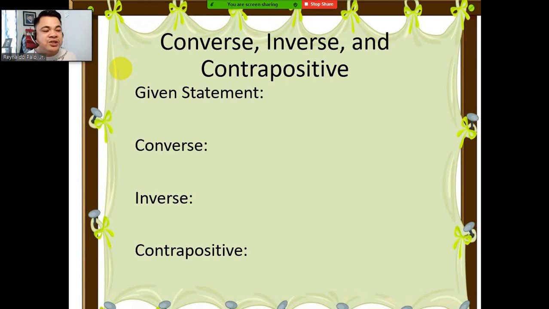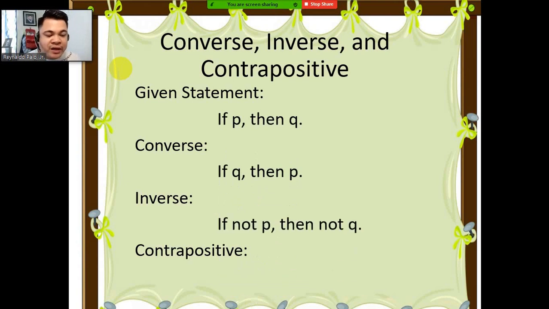Alright, converse, inverse, and contrapositive. This will serve as your guide. If P, then Q for conditional. Converse: if Q, then P. Inverse: if not P, then not Q. Contrapositive: if not Q, then not P.